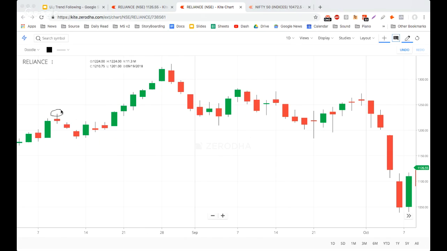So this is the first swing high. Can you count how many swing highs you see over here? How many swing highs do you see? Your time starts now. I'll give you 20 seconds.